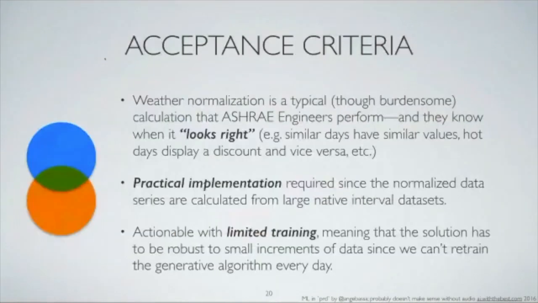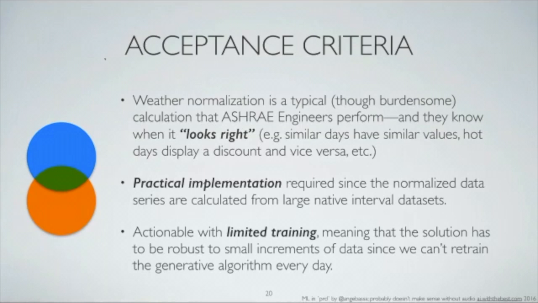So let's talk about the acceptance criteria, the first piece of love that we have, and what that looked like. So for weather normalization, the typical calculation that ASHRAE engineers perform, and ASHRAE is the industry society of engineers who perform these energy analyses. They know when it looks right. So similar days are supposed to have similar values. Hot days are supposed to display a discount versus cold days. They have these heuristics already.